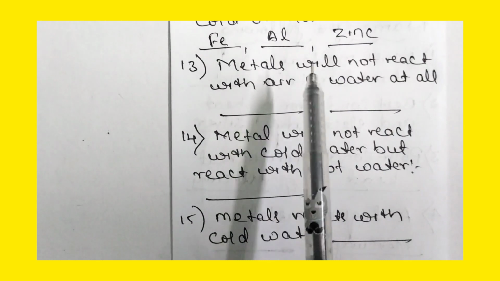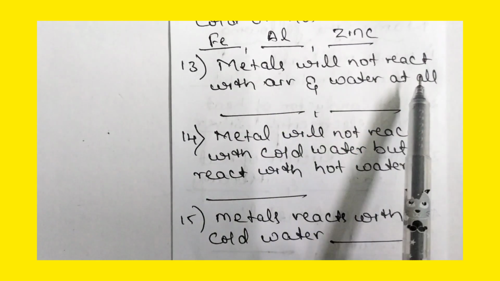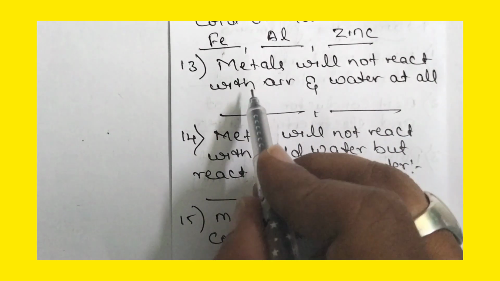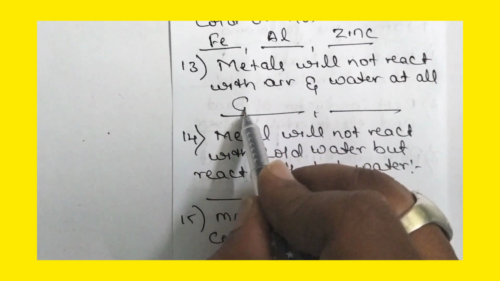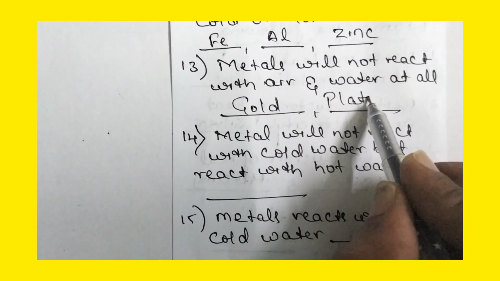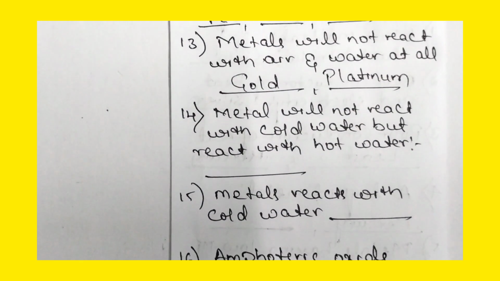So in the 13th question, metals that will not react with air and water at all. They are metals, but they do not react with air and water. One is gold, another one is platinum. So gold and platinum are the metals that do not react with air and water at all.